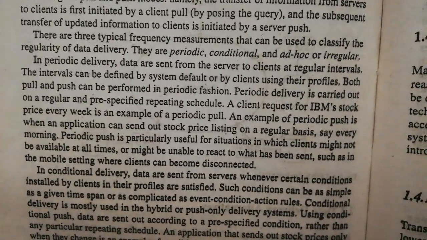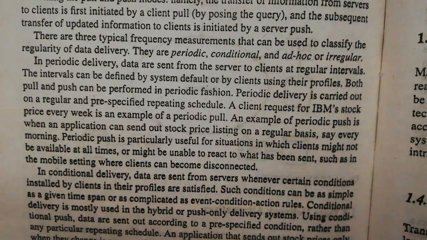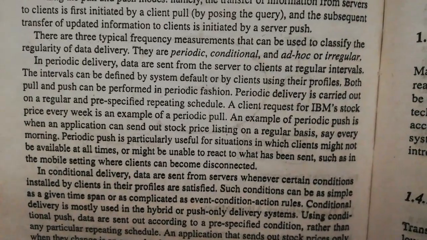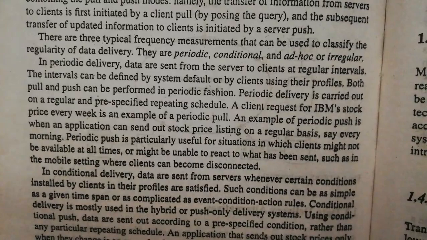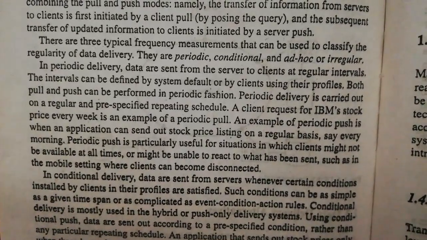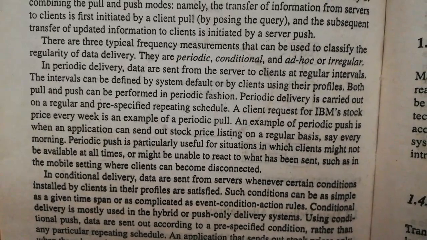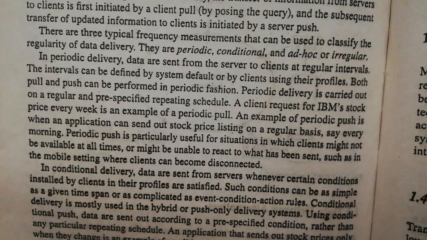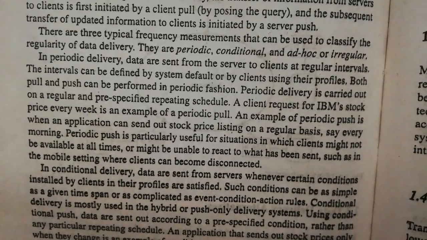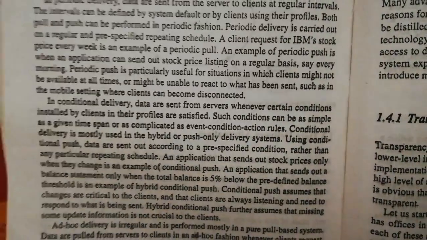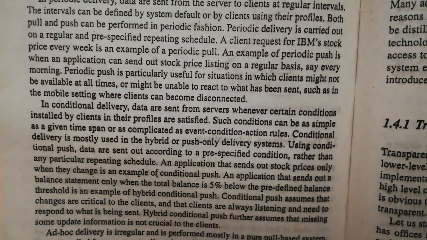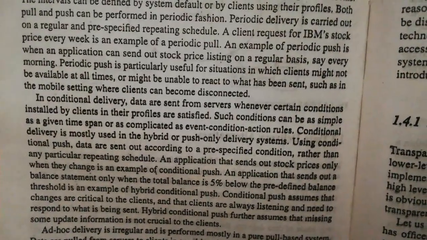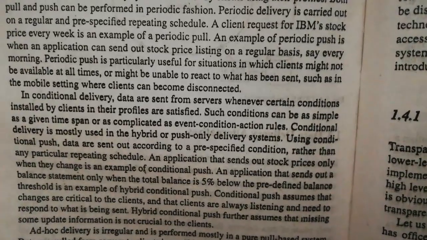A client request for IBM stock price every week is an example of periodic pull. An example of periodic push is when an application can send out stock price listings on a regular basis, say every morning. Periodic push is particularly useful for situations in which clients might not be available at all times or might be unable to react to what has been sent, such as in the mobile setting where clients can become disconnected.